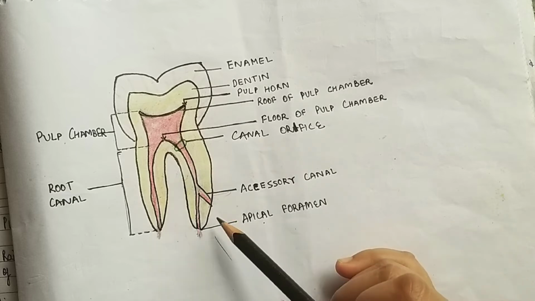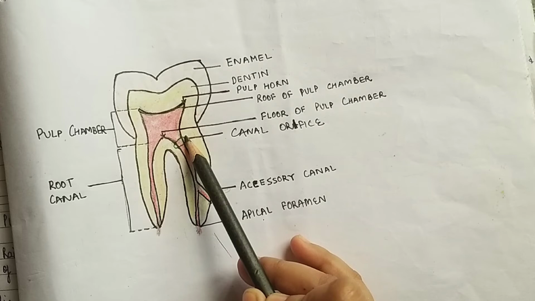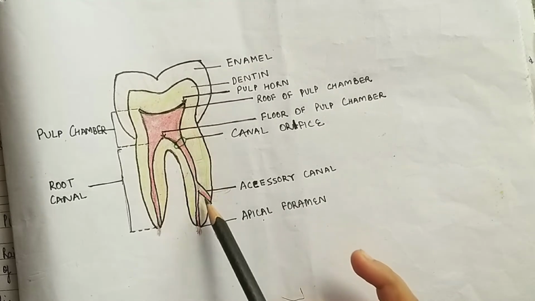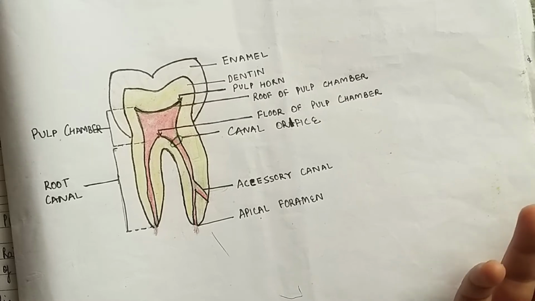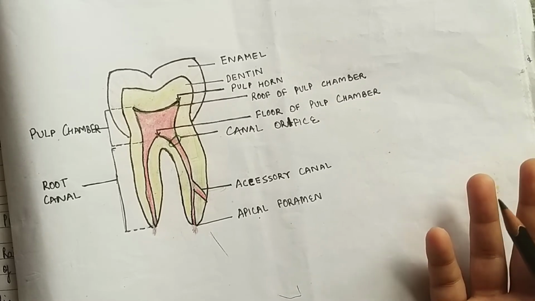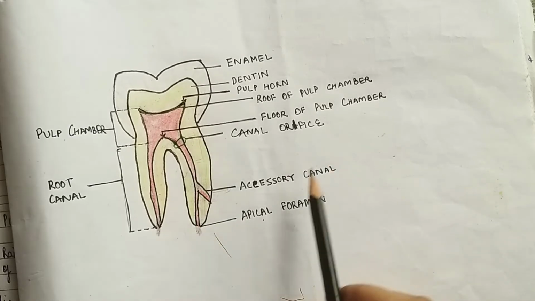So the various parts of the root canal. First of all, the root canal has been divided into coronal 1/3, middle 1/3 and apical 1/3 for better understanding and study of the root canal. So what are the various structures which are seen in root canal? First of all, we have apical foramen and accessory canal.